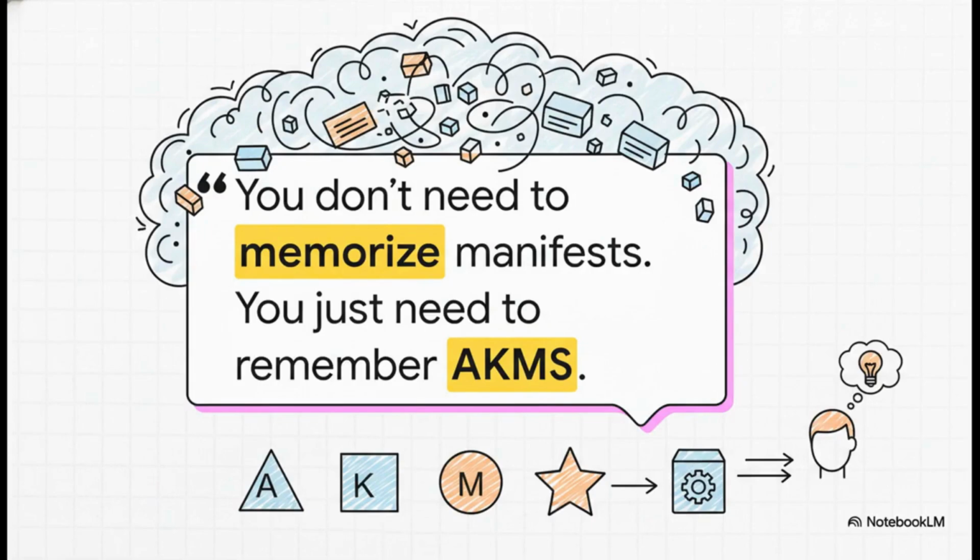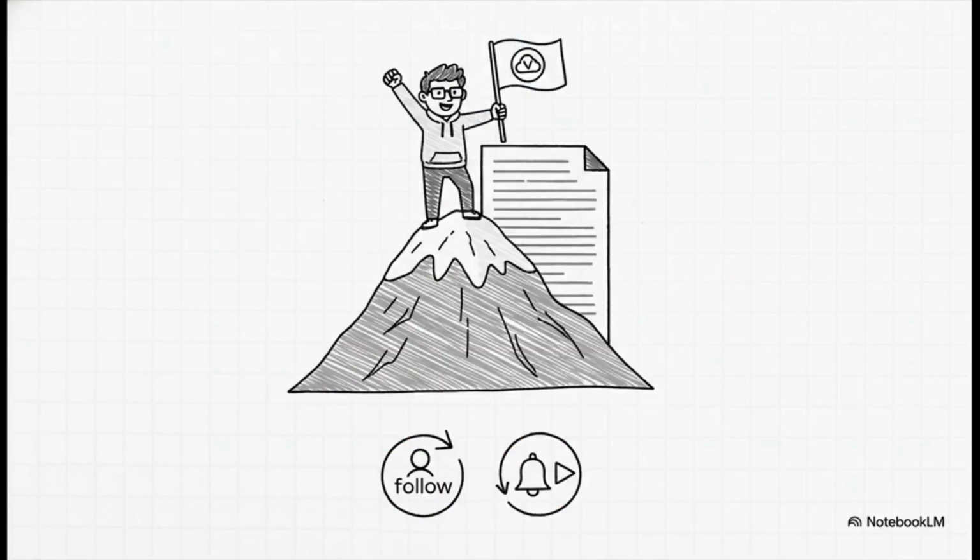So the crucial point, the main thing I want you to walk away with, is this. You do not need to memorize Kubernetes manifests. You just don't. All you need to do is remember those 4 letters, AKMS. If you can remember that, you can build anything. So there you have it. The next time you are staring down that blank YAML file, just stop, take a breath, and just remember AKMS.